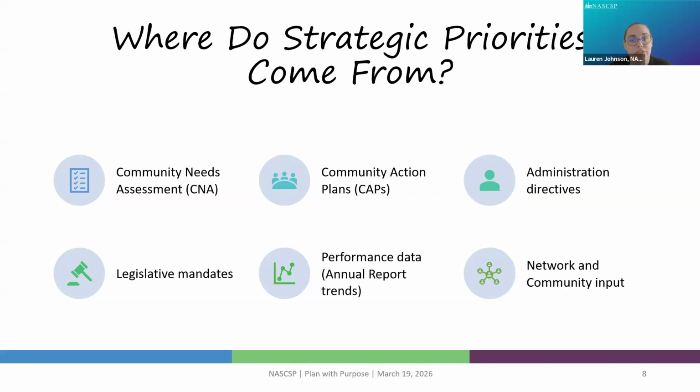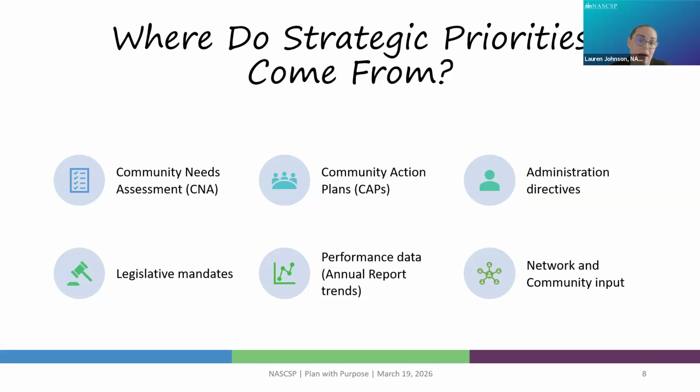Your annual report is also a goldmine to help you determine possible priorities. You can start by looking at multi-year trend data, determining where outcomes are strong and where there are gaps. Priorities should either build on success or address areas needing improvement.